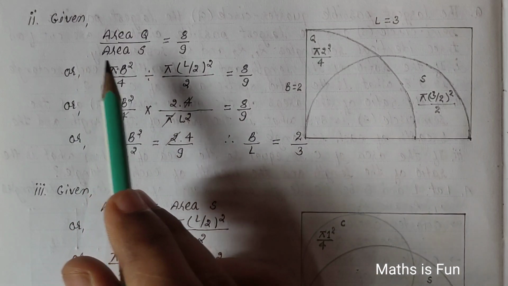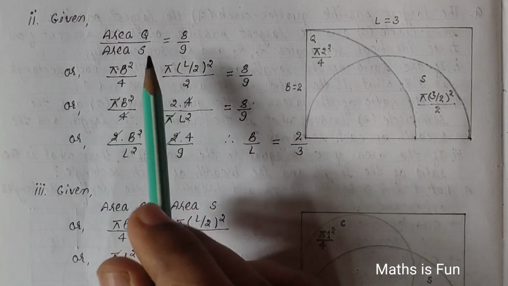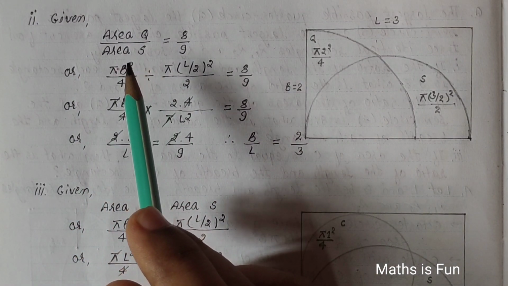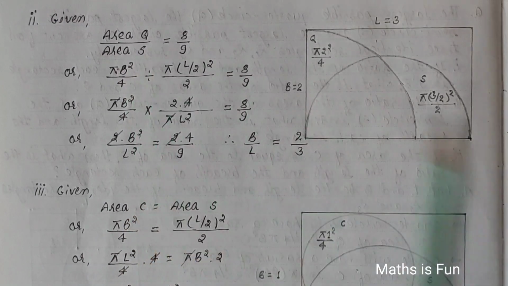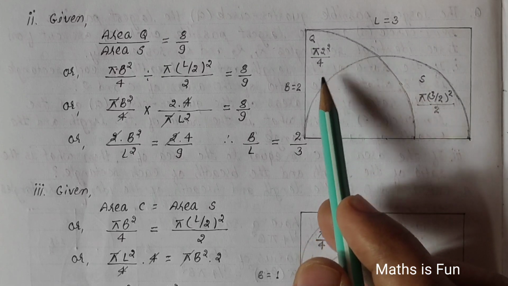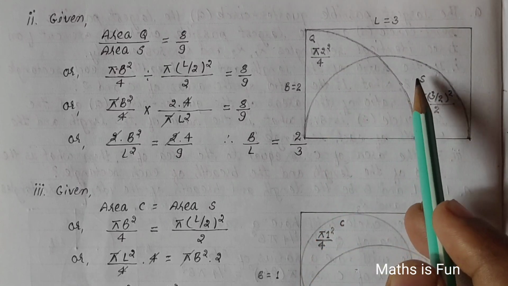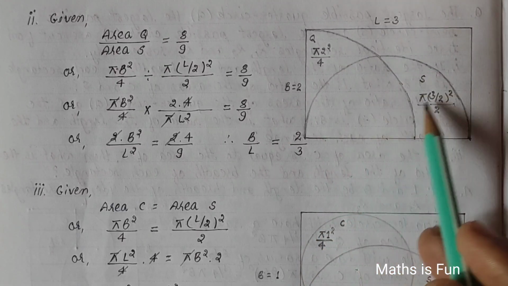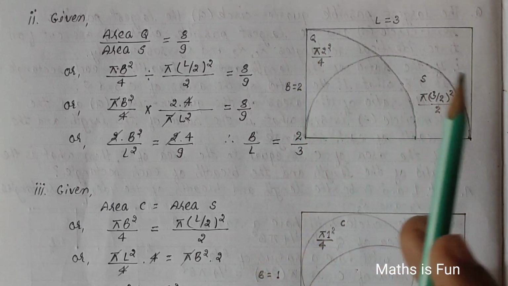Now question number 2. In question number 2, the ratio of the area of Q over the area of S is given as 8:9. That is, this area, the area of the largest possible quarter circle, to the area of this largest possible semicircle is given as 8:9.